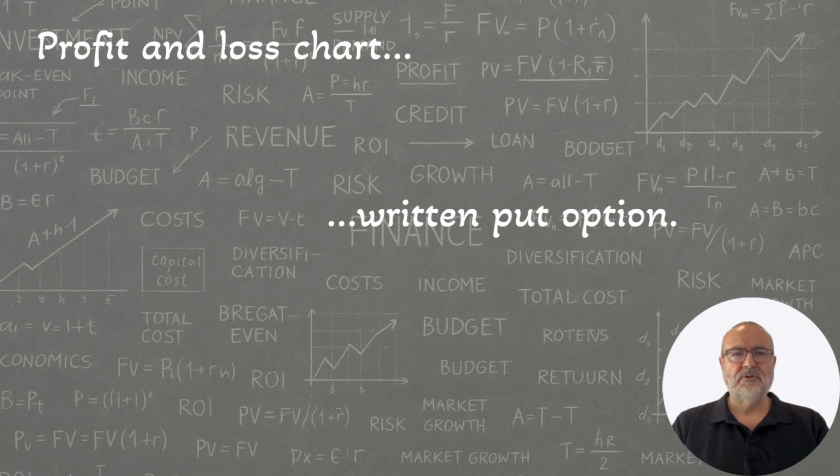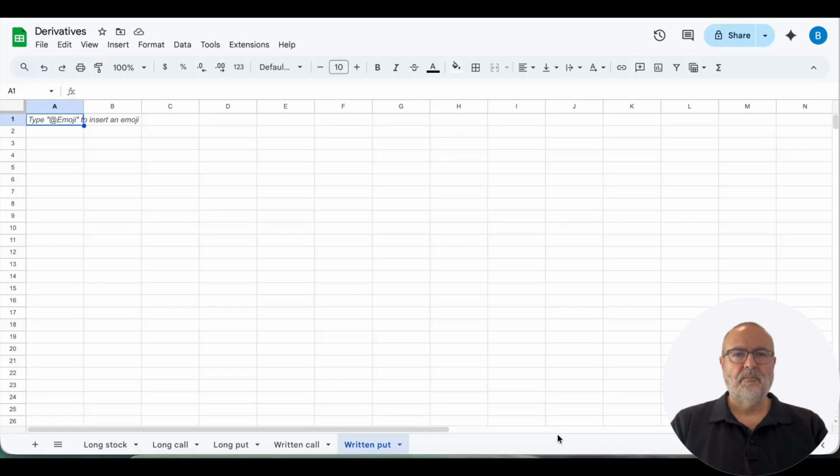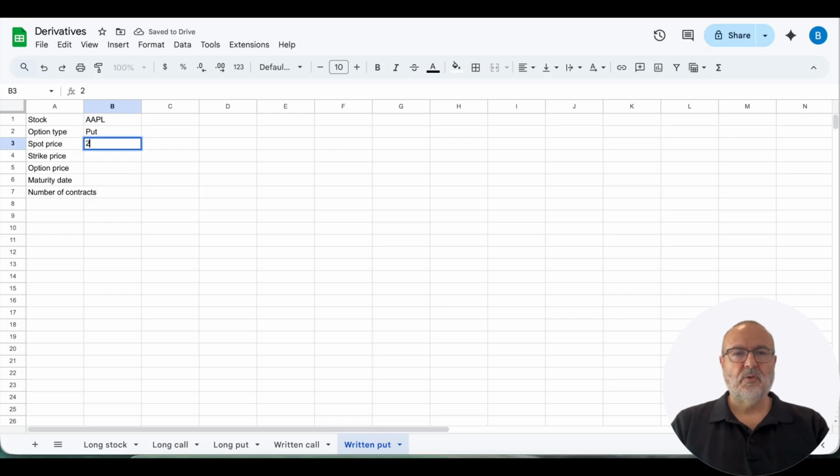Let's begin with our illustration. We will use Google Sheets for our illustration. Let's define our specific position. We will use Apple put option for our example with a strike price of $250, option price of $3.05, and maturity date of November 21st. We will write a single contract for this example.